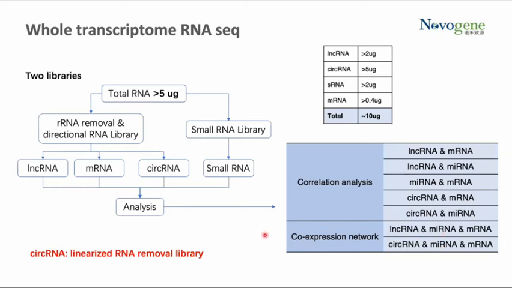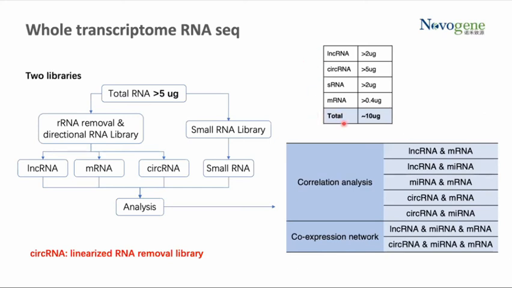So there are 2 more points I want to emphasize here. First, for circular RNA, this is not a linearized RNA removal library. So if you really want to cover all circular RNAs, we suggest you choose this library type. If you want to focus on the network study, this library will be enough and sufficient for you to follow up.